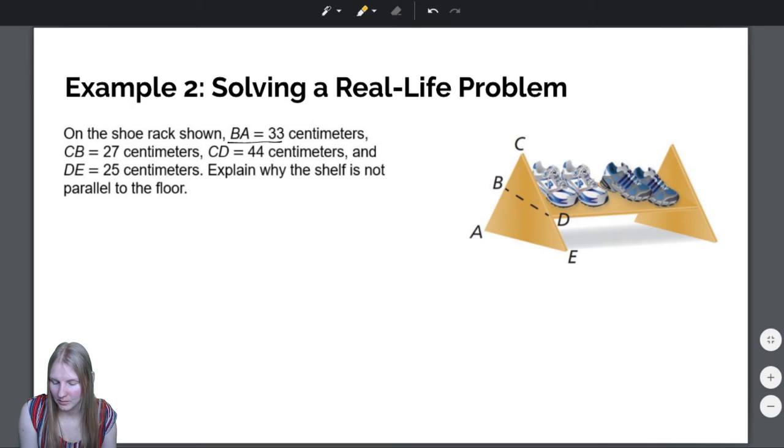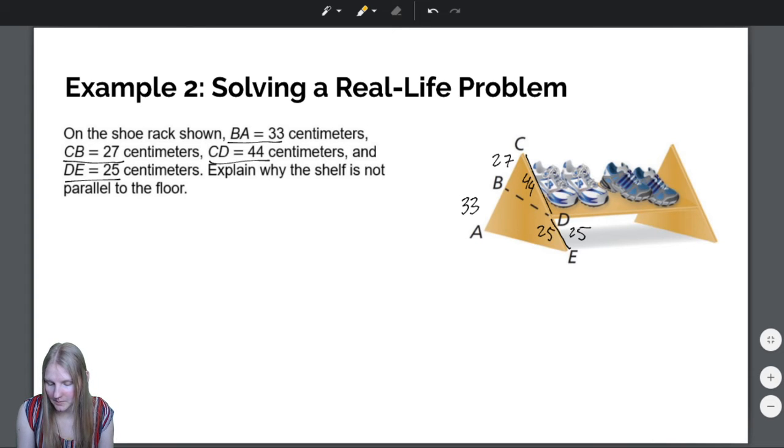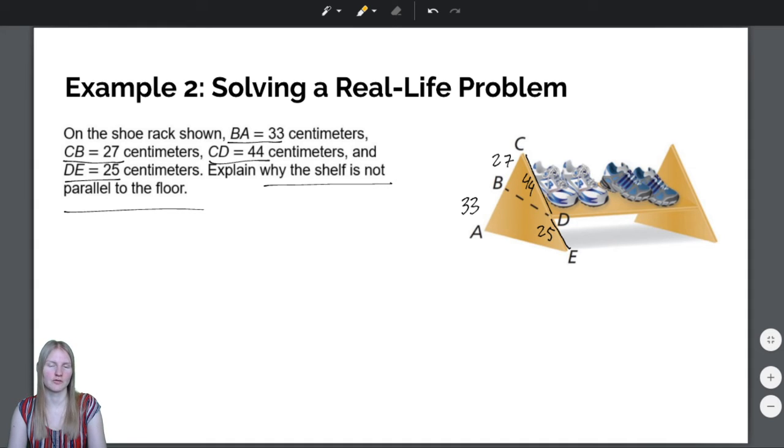BA is 33 centimeters. CB is 27 centimeters. And I'm going to leave off the centimeters. We can bring those back later. CD is 44 centimeters. That's hard to read. 44 centimeters. And DE is 25 centimeters. We can write it on this side. Explain why the shelf is not parallel to the floor.